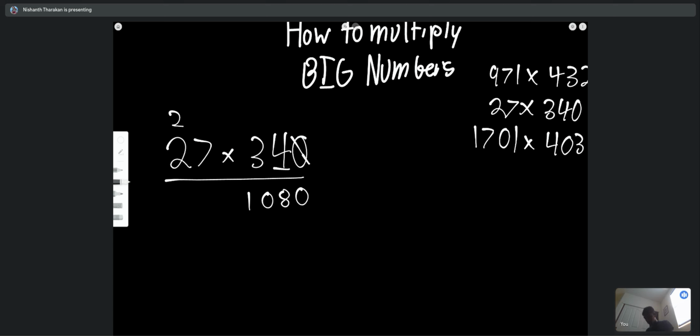And finally, let's do our hundreds place. 3 times 7 is 21. So we keep the 2 over there. 2 times 3 is 6. 6 plus 2, 8. So now we just add it all up. This one's a lot easier because it's only 2 lines to add up. Our answer is 9,180.